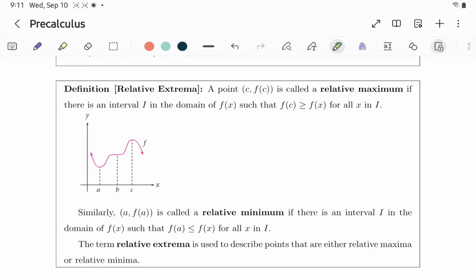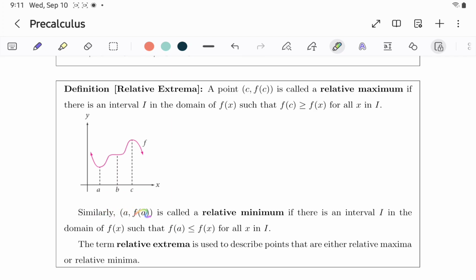All right, and our next definition is about relative extrema. So we say a point c, f of c is called a relative maximum if there is an interval I in the domain of f of x such that f of c is greater than or equal to f of x for all x in I. So it's not saying that on the entire domain f of c is the maximum, but if we look close enough, that is, if we select a small enough interval in the domain containing c, then f of c is going to be the greatest value of f for all x in that interval.